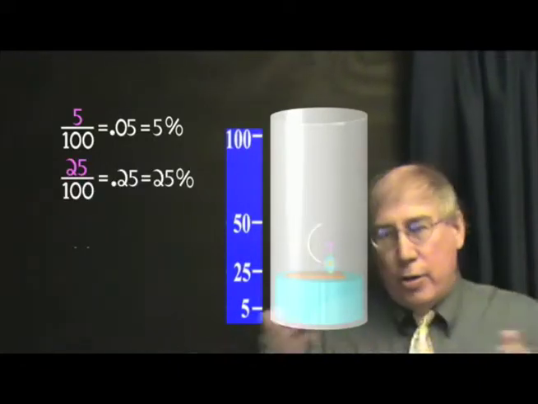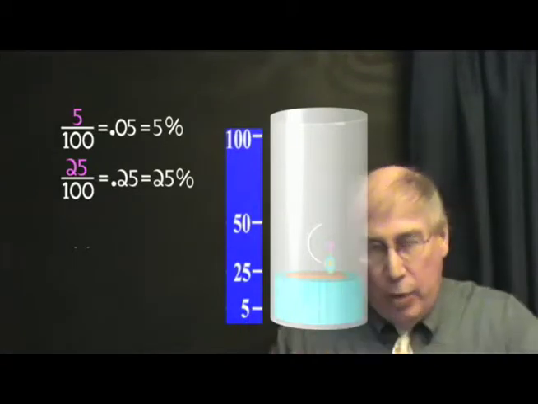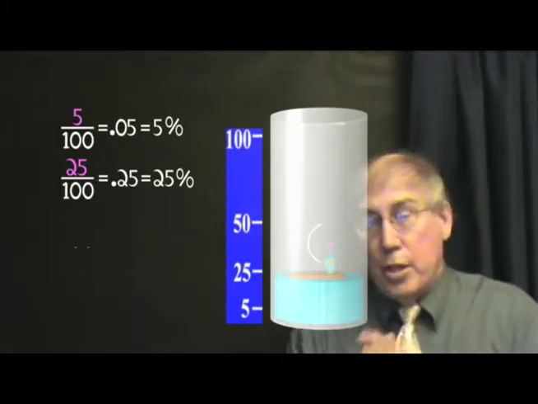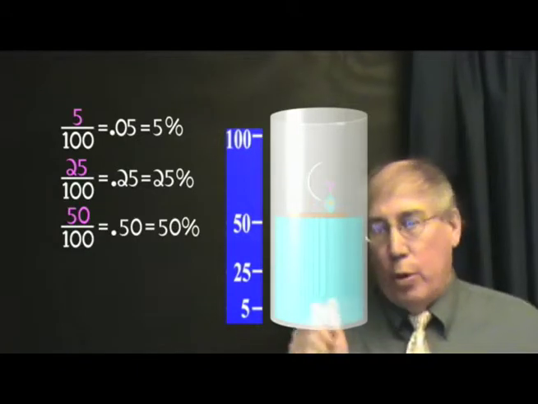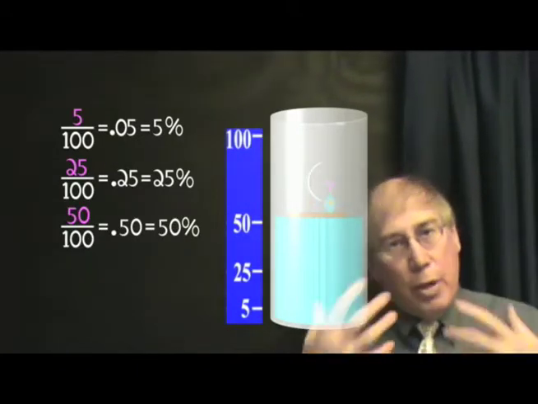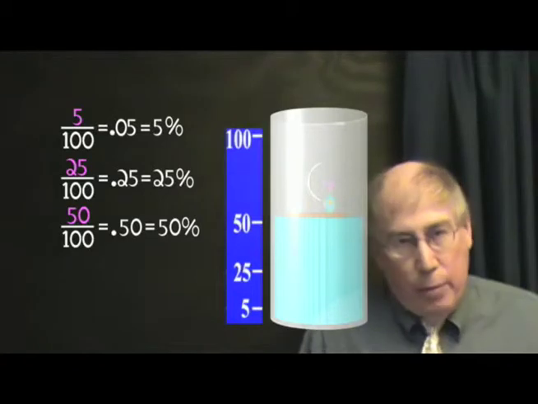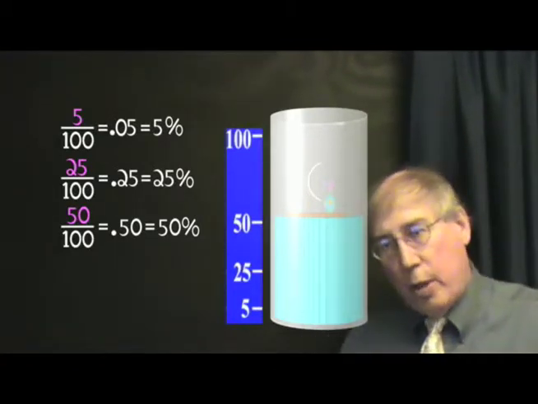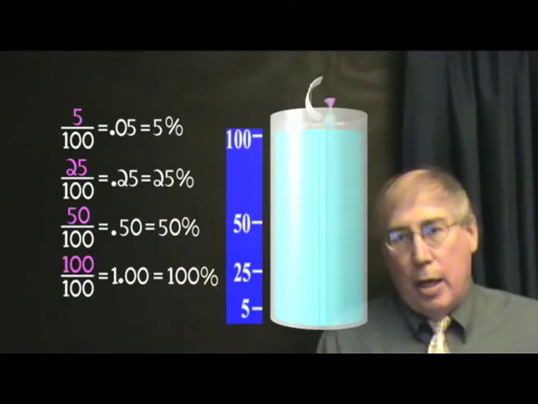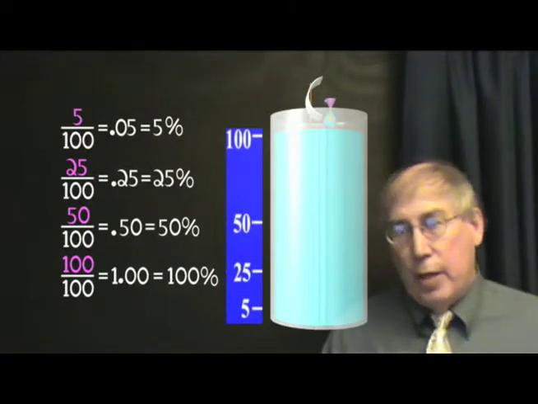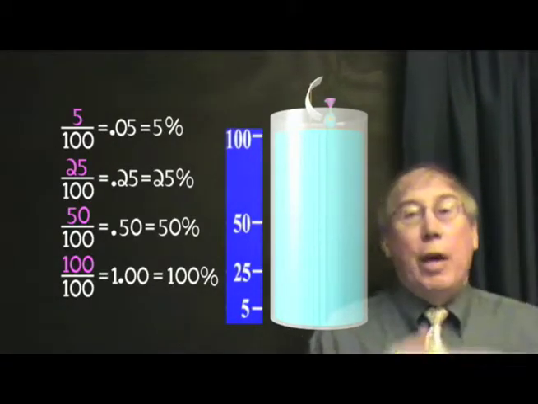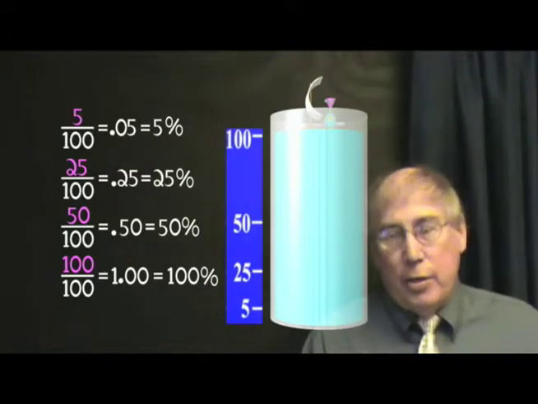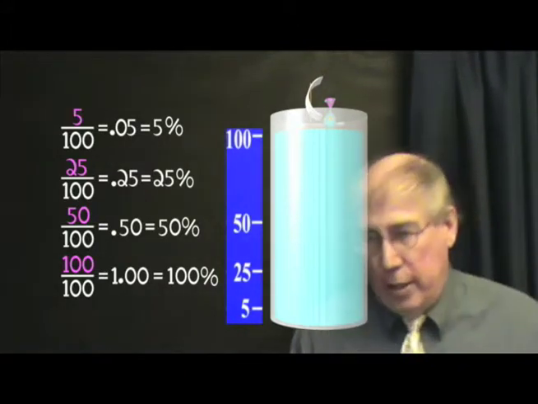Now you've got to know how to do this. If you have to work out a problem involving percent, sometimes you have to change the percent to a decimal. So 5% would be 0.05. Now let's suppose that we have 25 out of 100. Then we have 0.25, which equals 25%. 50 out of 100 would be 0.50, and moving the decimal point over 2 places right, we get 50%. If you have 100 gallons out of 100 gallons, you have 100%.